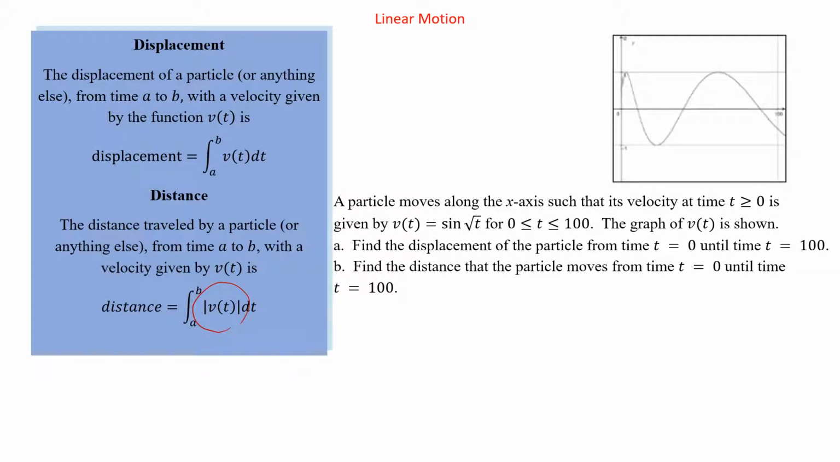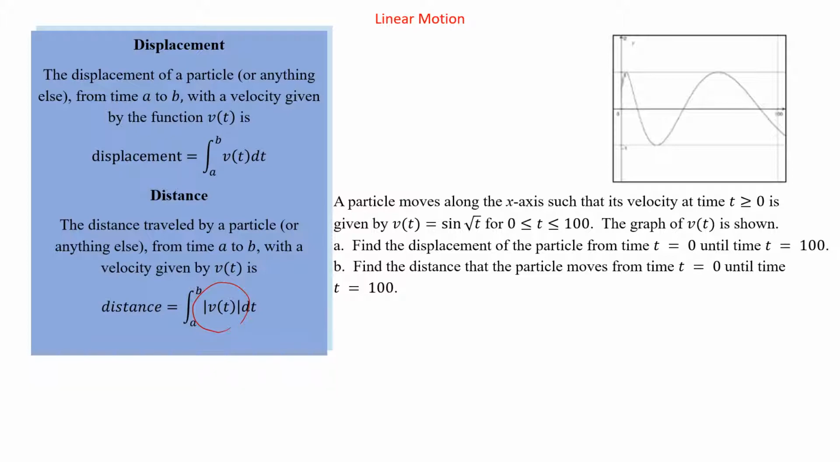the problem that goes with this is a particle moves along the x-axis such that its velocity at time t greater than 0 is given by v of t equals sine of the square root of t for 0 is less than or equal to t is less than or equal to 100. The graph of v of t is shown. That's what we're just looking at. So this is sine of the square root of t. Find the displacement of the particle from time t equals 0 until t equals 100, and then find the distance of the particle. The particle moves from time t equals 0 until time t equals 100.